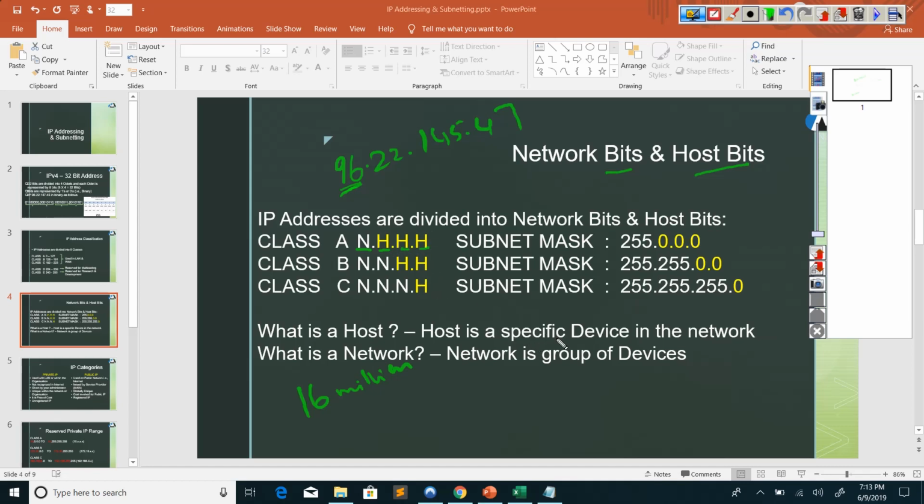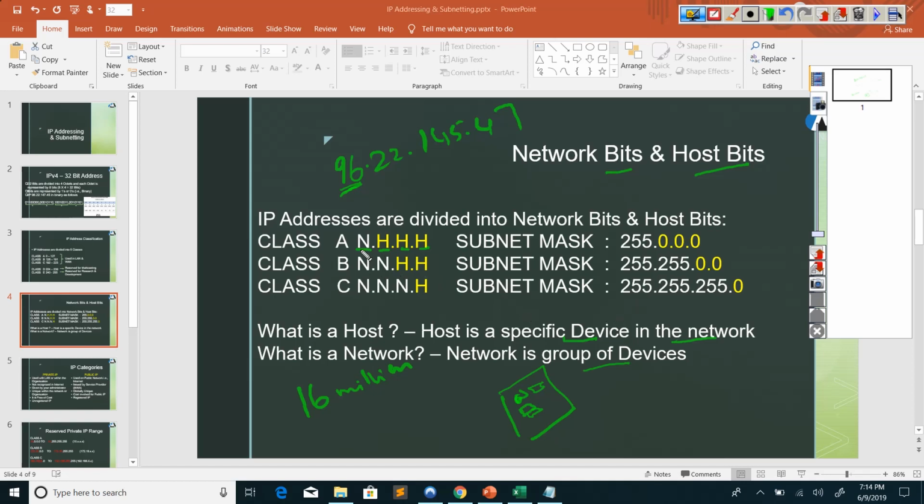So what is a host? A host is a specific device in the network. Every device will need an IP. It may be a printer, it may be a laptop, it may be a server, whatever. So what is a network? A network is a group of devices. In one network you will have your server, your printer, your laptop, so many things. All these things together form a network, and a host is a specific device in the network.